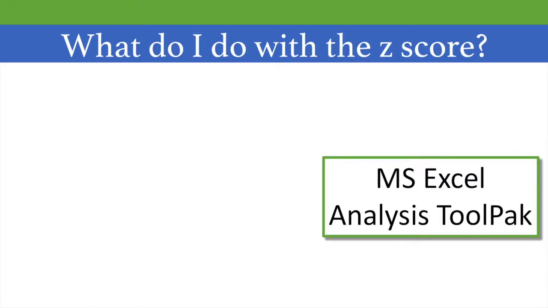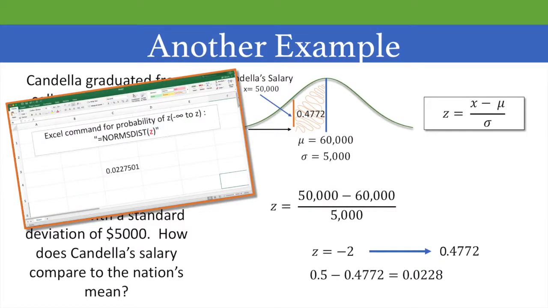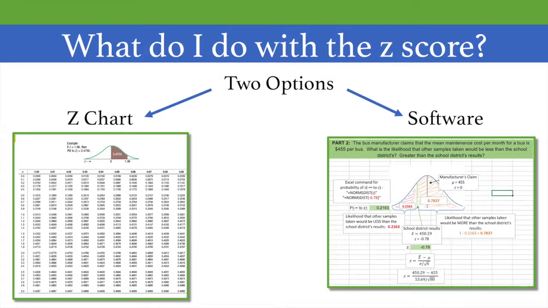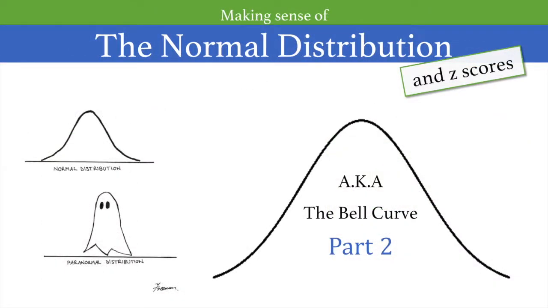Using the Excel analysis tool pack again, I type in the same thing, equals NORM.S.DIST, and in parentheses the z-score, and we get just over 0.02. Remember, the Excel tool pack always shows you the probability to the left of the mean that you're studying. So using the software or the z-table, it's your choice. You just have to know what number each is telling you. So that's it, the crash course on the z-score.